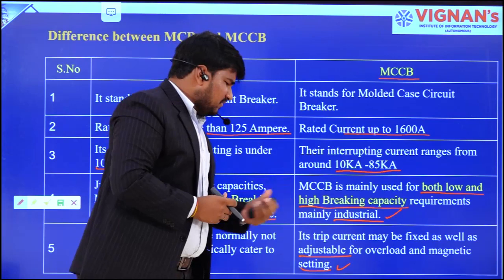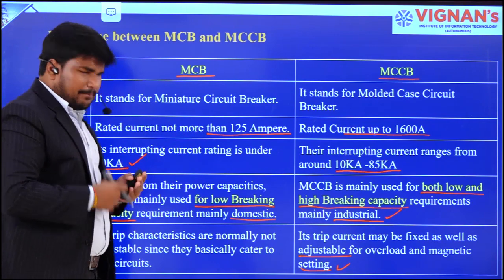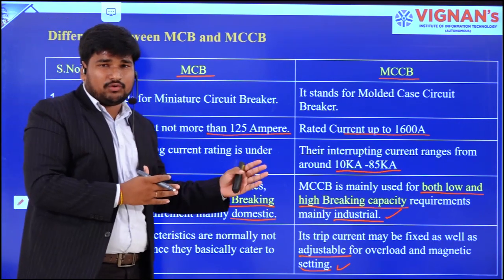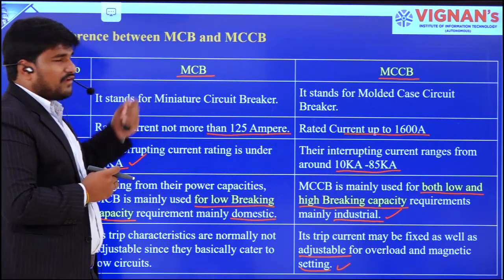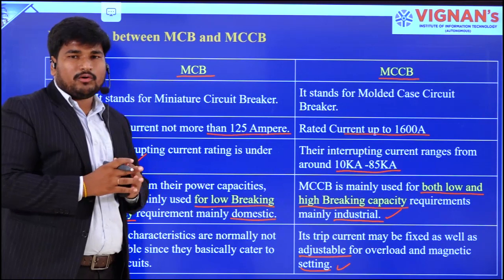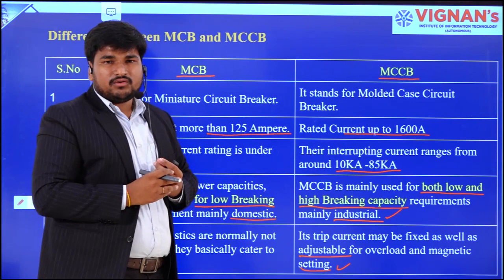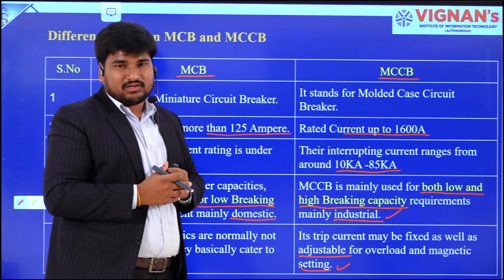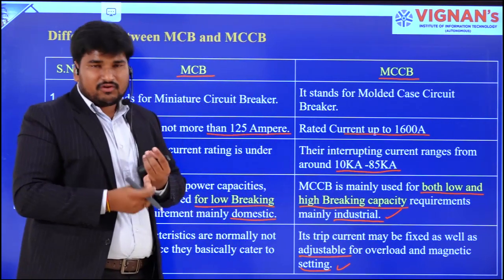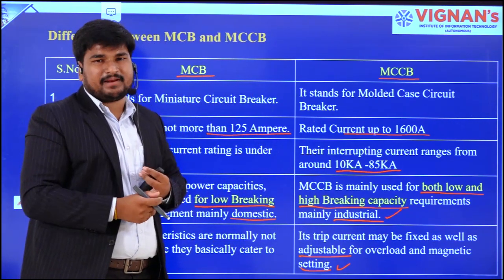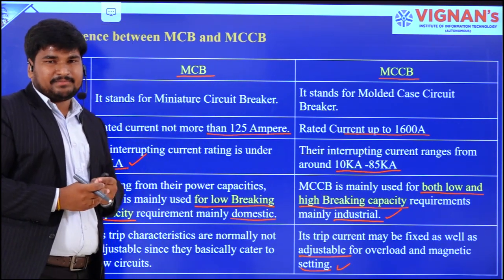Right. So the next basic difference is, if for example we fix the current setting value in case of MCB, it will be fixed throughout the operation. But in case of MCCB, we have a provision to change the current limit settings. That's why it has a wide range of applications in case of domestic as well as industrial applications. So these are the differences between MCB and MCCBs.